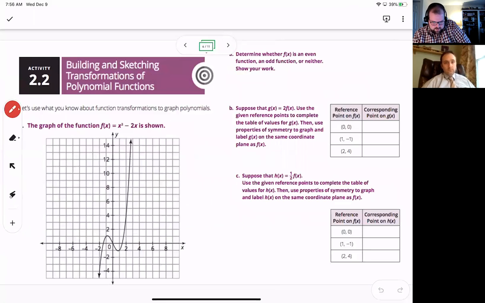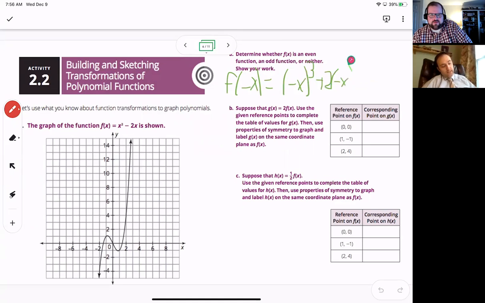Ooh, so now we're going to build and sketch some transformations. This function did come up in the video. I remember showing that this was an odd function. So we'll do it again for part A here, but we've already done that. To show whether we're odd or even, we plug in negative x. And I think I maybe did this one in the other video.